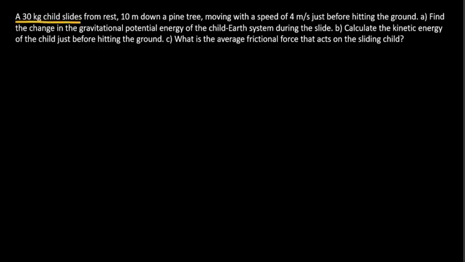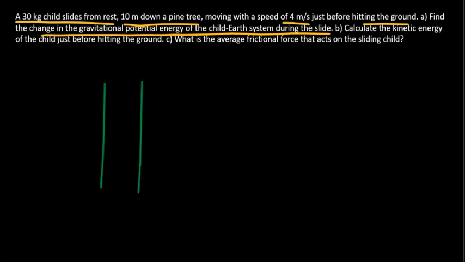A 30 kg child slides from rest 10 meters down a pine tree, moving with a speed of 4 meters per second just before hitting the ground. Find the change in the gravitational potential energy of the child-Earth system during the slide. So that is the tree, and the child is sliding downward. So this is the initial position. Let's assume that is the final position.